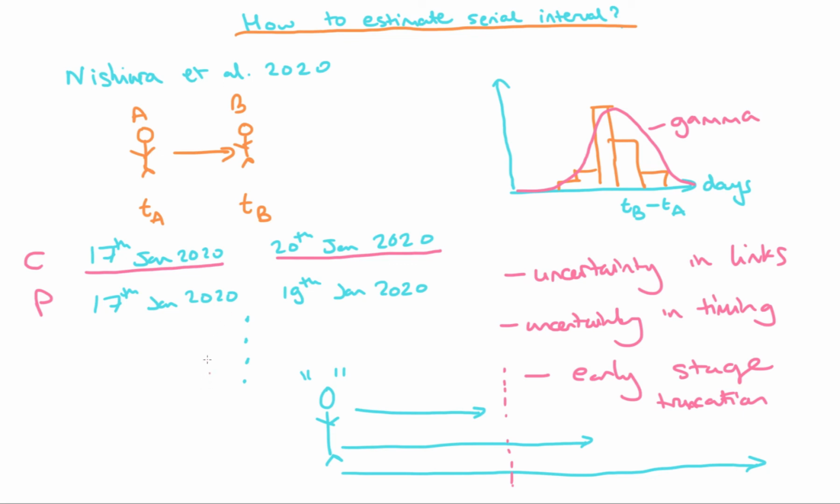So in summary, to estimate the serial interval, we need pairs of individuals where we have some degree of certainty that individual A infected individual B, and some degree of certainty as to when their symptom onset occurs. If we have a bunch of these individuals, we can draw a histogram of all the potential serial interval values, and then try to fit some type of probability distribution to that. But there are various complexities we sometimes need to be aware of, particularly uncertainty in the links between individuals and uncertainty in the timing of symptom onset. And we also have to be aware that, if we are sampling at the beginning of an epidemic, we might be artificially truncating the serial interval distribution.